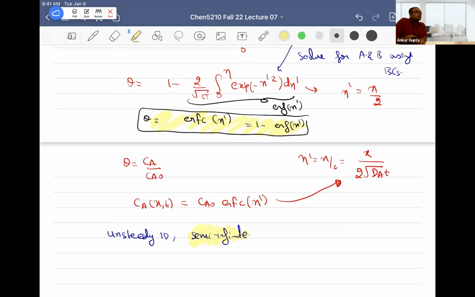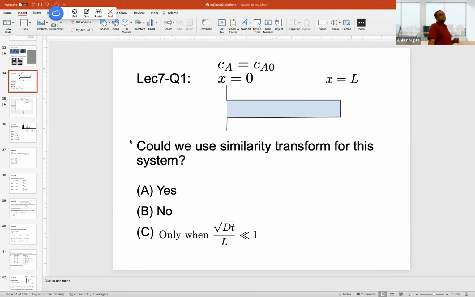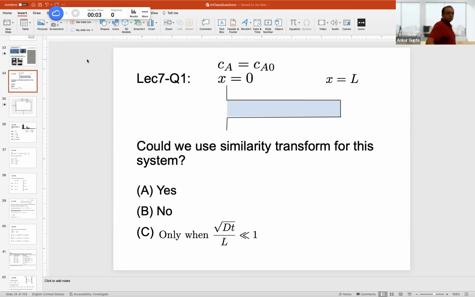Now the question is, how much in reality do you really have semi-infinite systems? It might seem like, okay, great in theory, but how can I ever really use it? To answer that question, let's take a quick poll and think about it, and the answer will hopefully be clear. Now I'm saying the problem is actually not infinite, so my length is now actually finite. What do you think? Can you use a similarity transform?